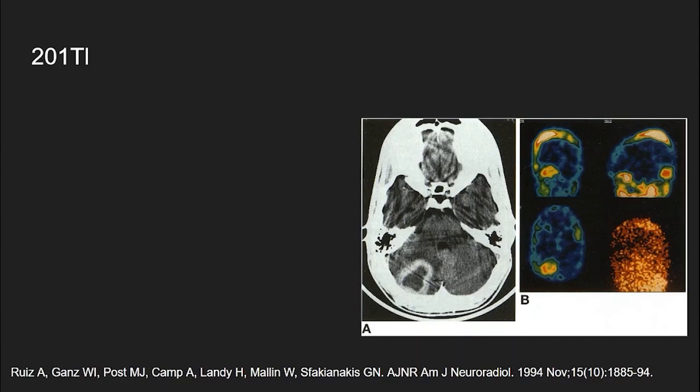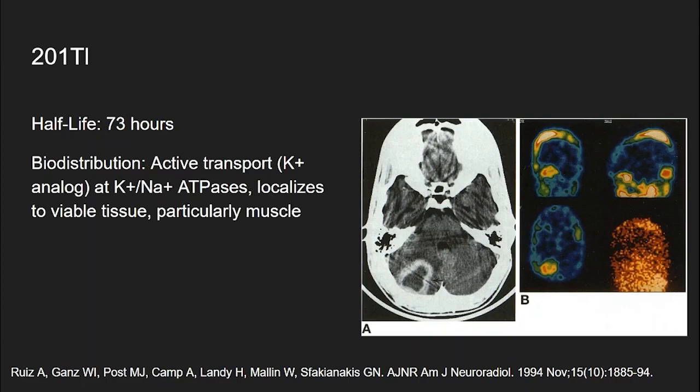The last radiotracer is 201 thallium. This has a half-life of 73 hours. Thallium, as a radionuclide, is very similar to potassium. So the way that it is taken up is through active transport, through the sodium-potassium ATPase. So it's going to localize predominantly in viable tissues, and particularly in the muscle.